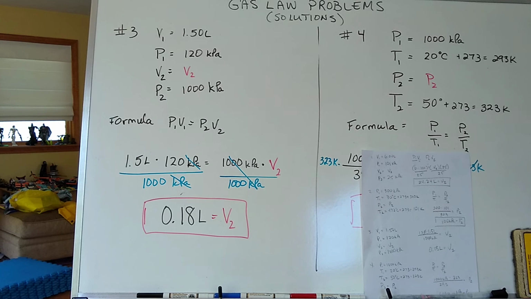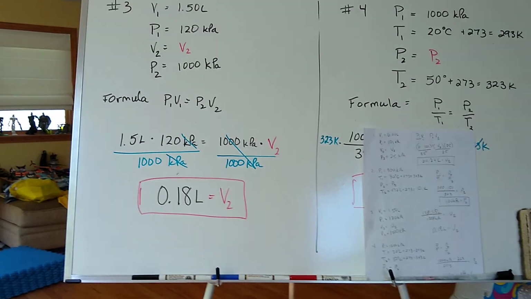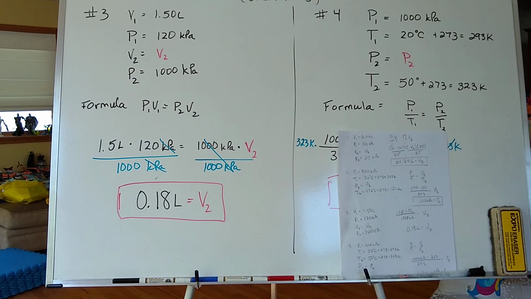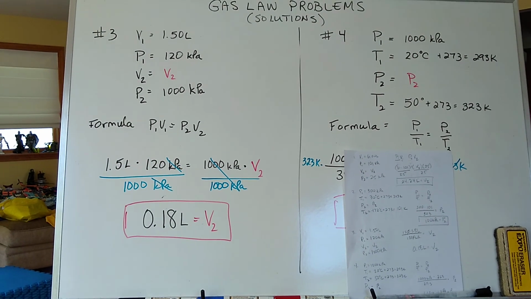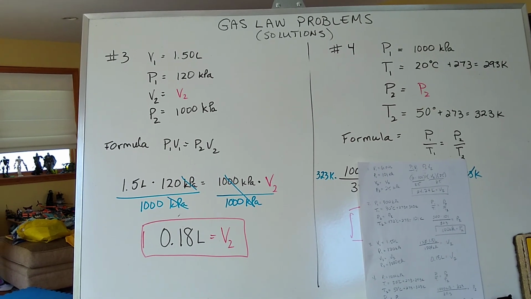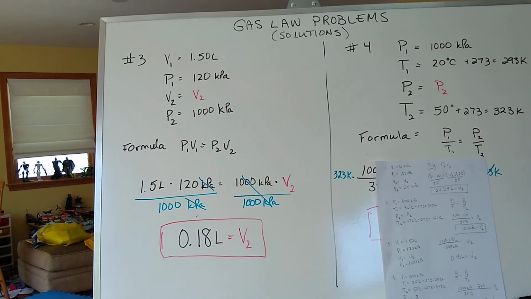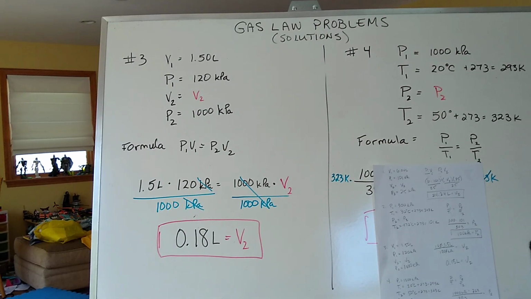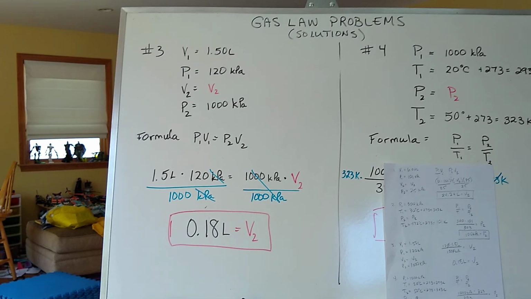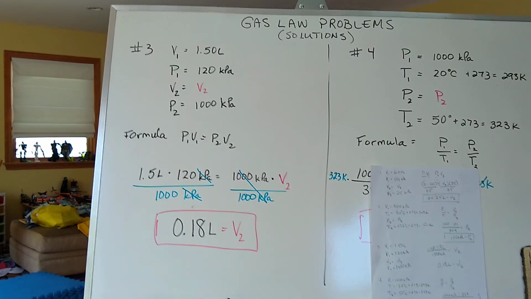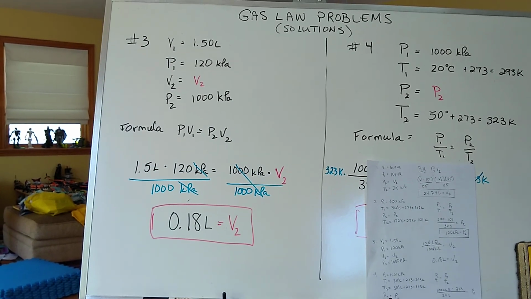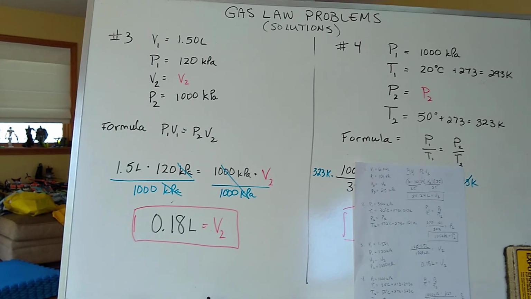In number 3, the question says, calculate the volume of a gas with a pressure of 100 kilopascals if its volume at 120 kilopascals is 1.5 liters. So write down your variables. 1.5 liters, 120 kilopascals is initial, and final is unknown volume, and 1,000 kilopascals.